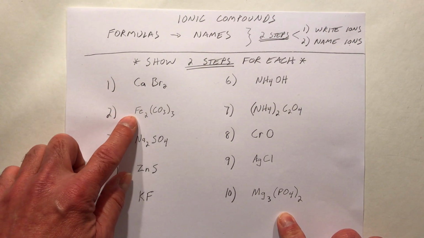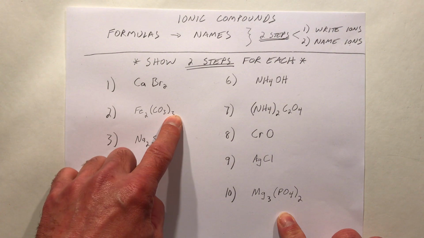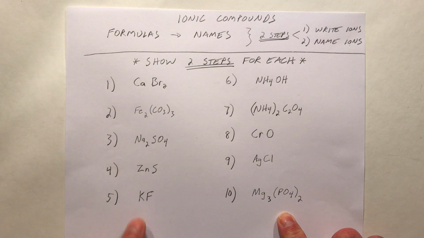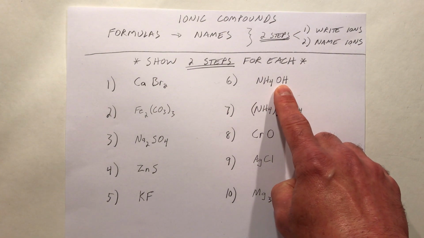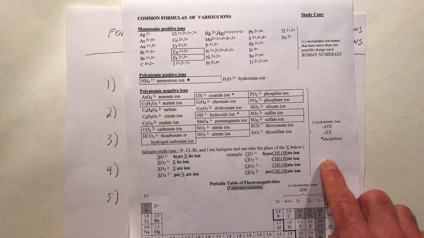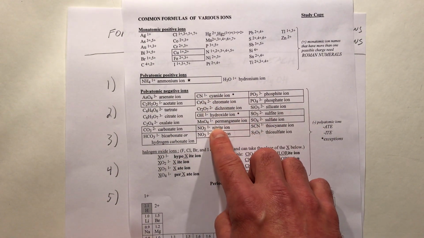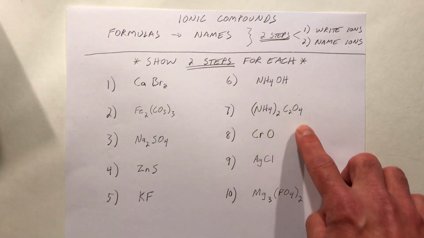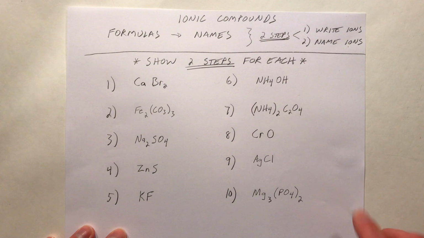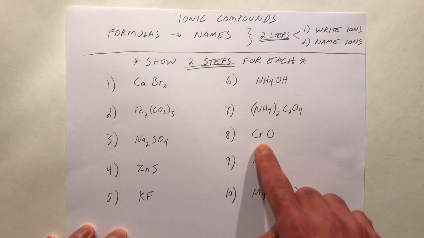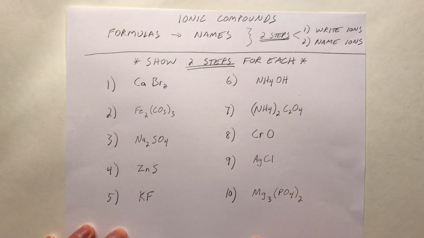CaBr2, Fe2CO3 taken 3 times, Na2SO4, ZnS, KF. Remember, K is potassium. NH4OH. Now remember that. It's kind of an oddball here, but we have a couple exceptions mixed in with these ites and the eights. Cyanide is CN1 minus, and hydroxide is OH1 minus. So we've got a hydroxide here. All right, NH4 taken twice, C2O4, CrO, AgCl, and Mg3PO4 taken twice.